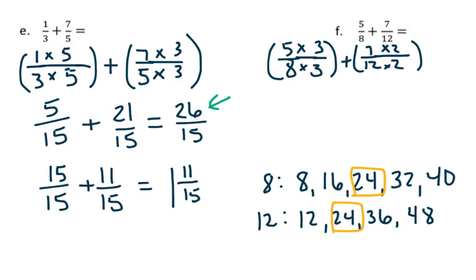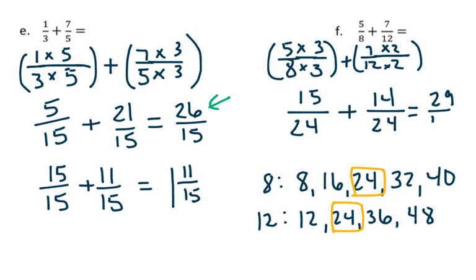So in our parentheses, I have 5 times 3 over 8 times 3, and I'm using 3 because it was the third multiple, so it was 8 times 3 is 24. Remember, I'm trying to get a denominator of 24. So 5/8 is equivalent to 15/24. And now I'm adding, solving what's in these parentheses, it's 14, 7 times 2, and 12 times 2 is 24. Now we have common denominators. We can add those two together to get 29/24.